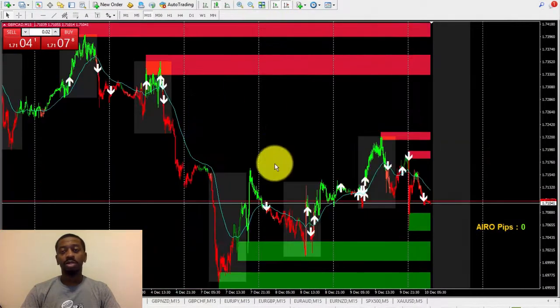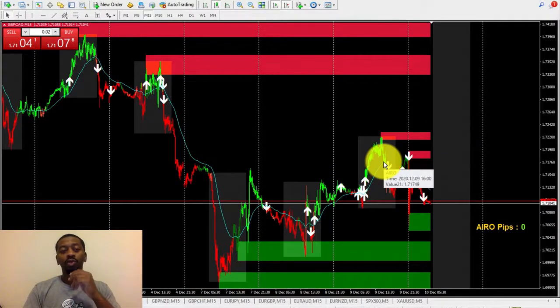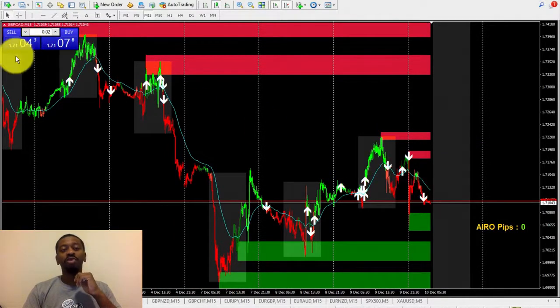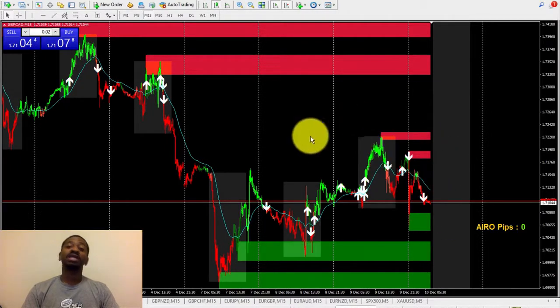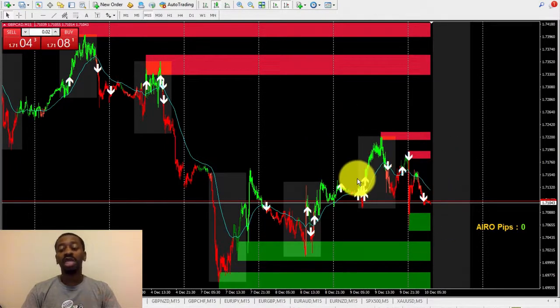Zoom out here. All right. So we can see here, this is the Great Britain pound Canadian dollar. You can see there are 1, 2, 3, 4, 1, 2, 3. Now, because Asia session is not fully done yet, today we're going to look at yesterday. We'll look at yesterday's Asia session breakout to show you guys how this works.